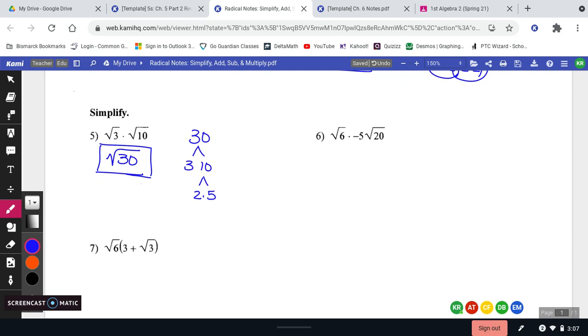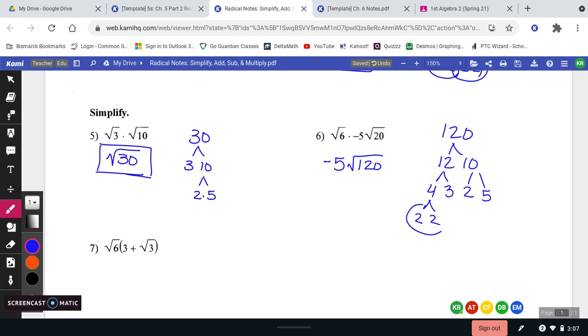Okay, now this one, root 6 times negative 5 root 20. Well, okay, negative 5, and then I'm going to multiply my radicals together. So 6 times 20 is 120. So 120, I'm going to break this down. Get a 12 and a 10, 4, 3, a 2, and a 5, and then this 4 is going to go 2 and 2. So I have a pair of 2's that I can bring out front, and then what's left over is a 3, a 2, and a 5. So that's going to happen to be a 30 again. So negative 10 root 30.